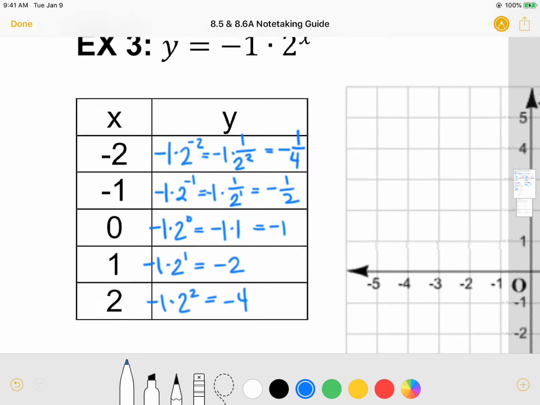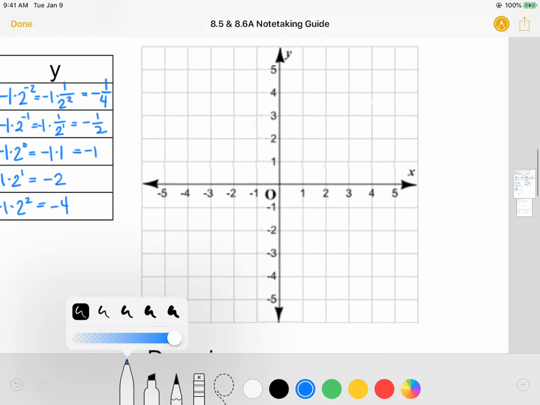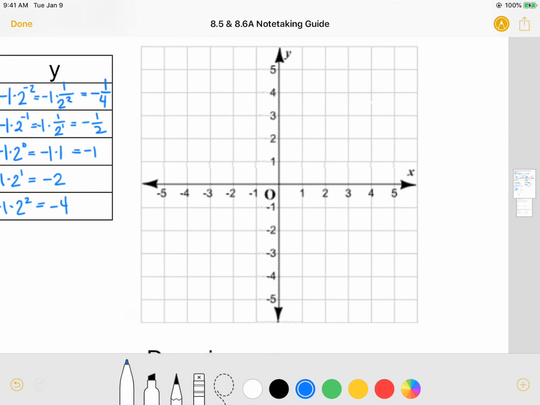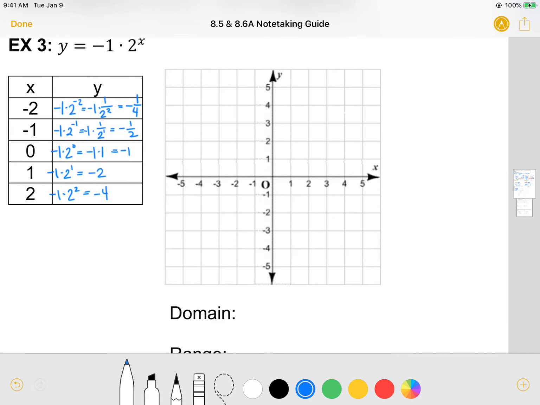So let's go ahead and plot these on our graph here. So what we have is we have our first point at -2, -1/4, and then -1, -1/2, 0, -1, 1, -2, and 2, -4. Okay? So the graph is going to come along this x-axis and it's going to dip down and then it's going to go down to the ground forever.